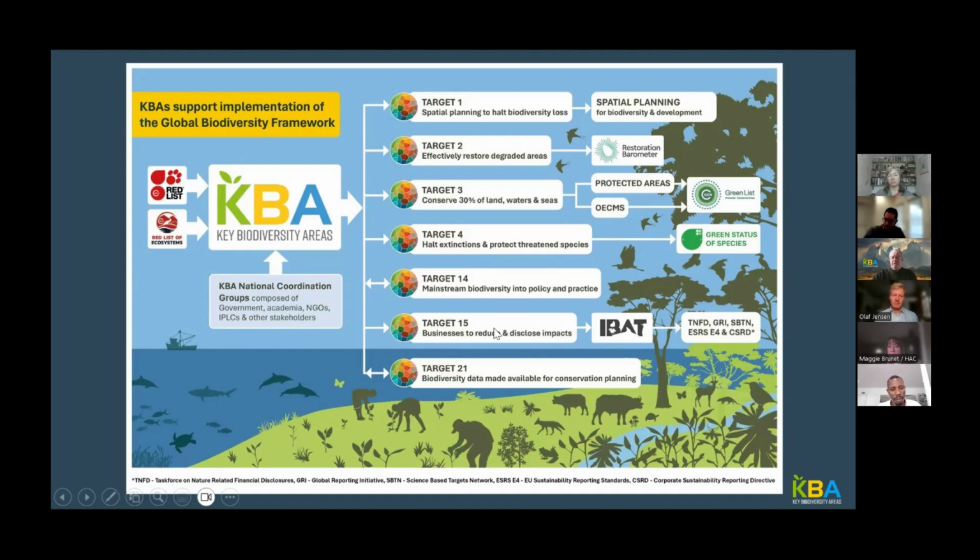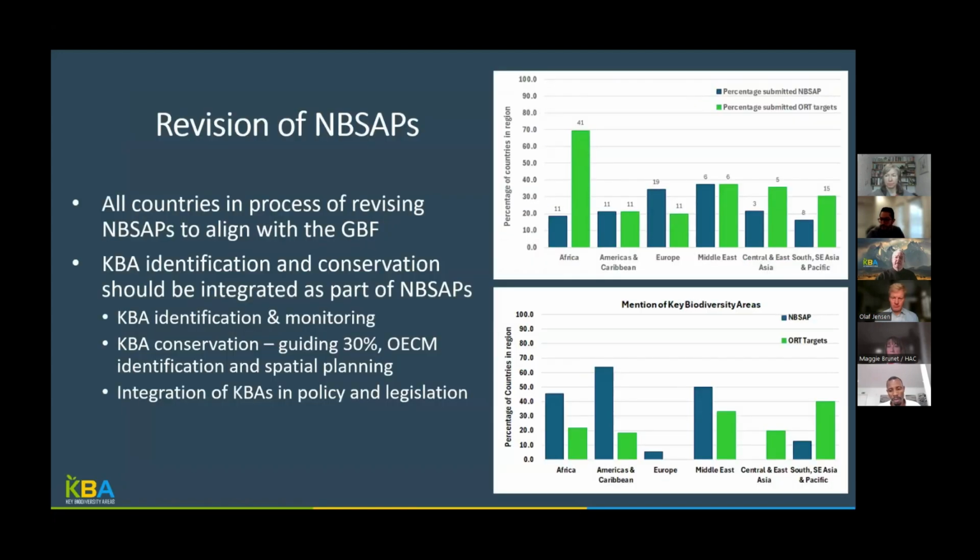And similarly, for Target 15, business to reduce and disclose their impacts, KBAs, as I said, are already being used for that. And the whole process of compiling the data to update your KBA networks actually meets one of the requirements of Target 21, which is to make biodiversity data available and use it for conservation planning.